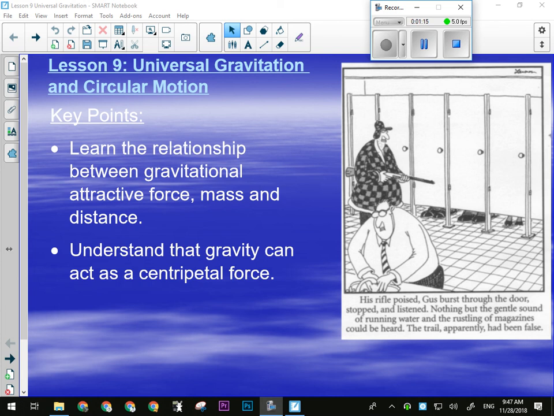So we need to learn the relationship between gravitational attractive force, force of gravity, mass, and distance. And then we're going to understand that gravity obviously can act as a centripetal force. We've already seen that near the Earth's surface, but we're going to look at that also in terms of celestial relationships, that is, things that are very far apart but are incredibly massive. They still obey the same laws, so that's what we'll be looking at there.